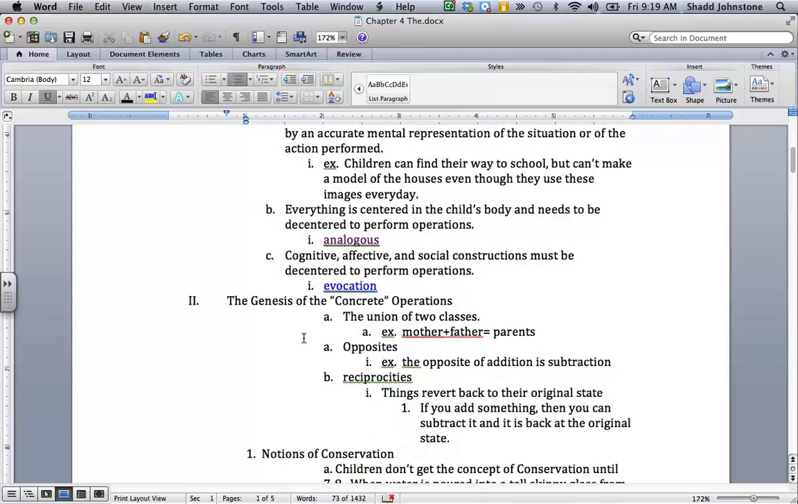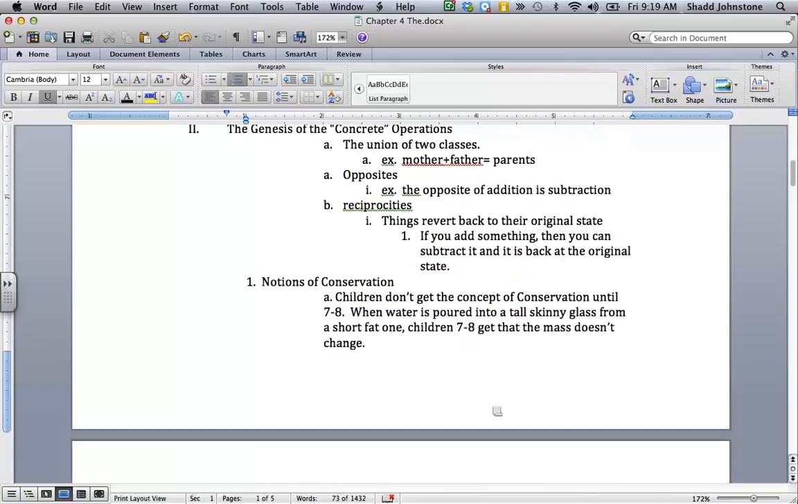Then it talks about the genesis of the concrete operations, the union of classes. And I had to rewrite this more for me to understand it. An example of that is the mother plus a father equals parents, the concept of opposites, the opposite of addition is subtraction, reciprocities, which revert back to their original state. If you add something and then you subtract it, it is back at the original state. There's also notions of conservation.